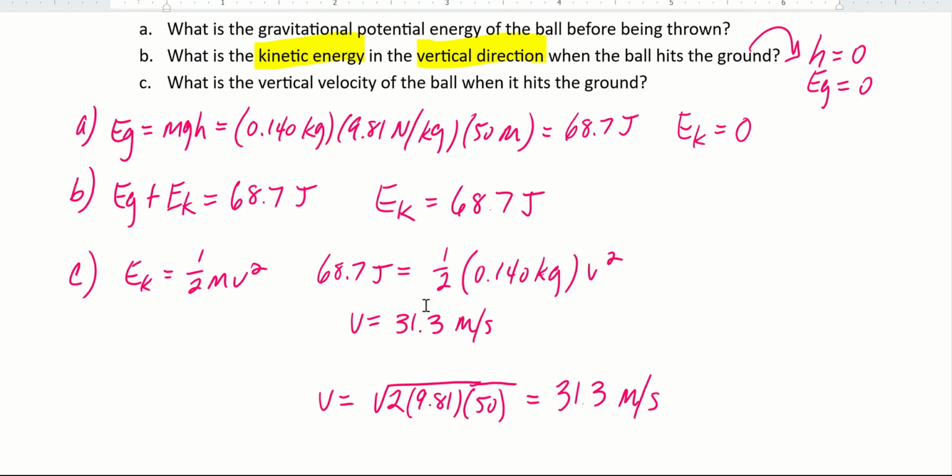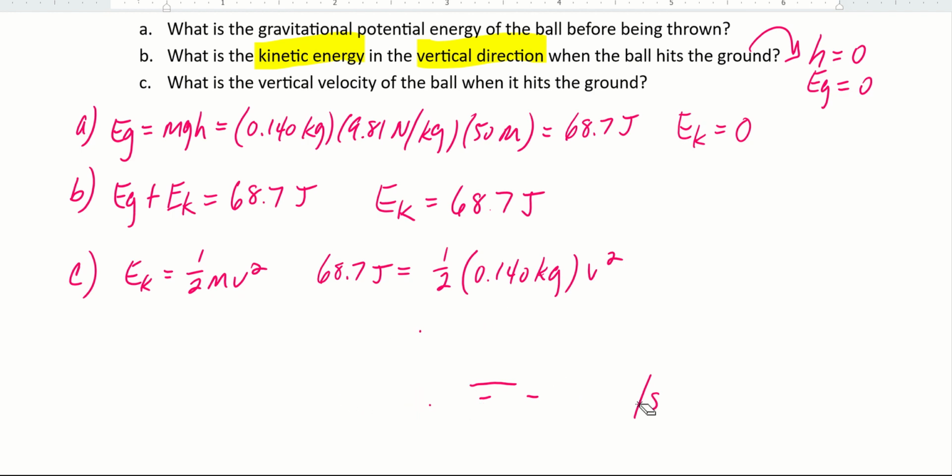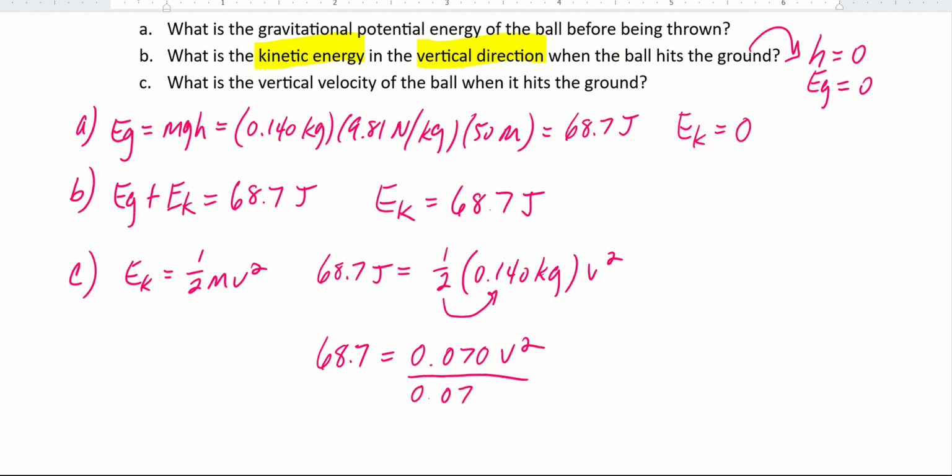I'm going to really quickly go through the algebra here, how I got 31.3, just in case you need that. And if you want to skip ahead, I'll put a timestamp on it on the next problem. Okay, so here what I did is I multiplied 1/2 times 0.14. So I got 68.7 equals 0.070 v squared. And then I divided 0.07 on both sides.